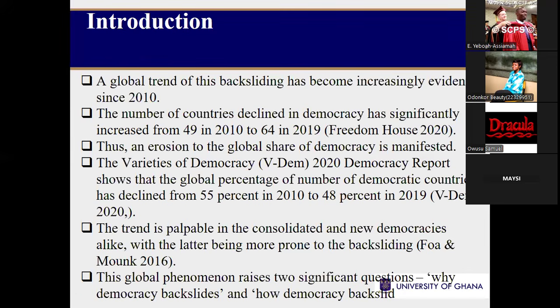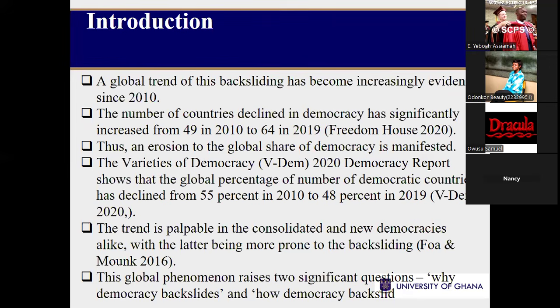There is a global trend of backsliding, which has become increasingly evident since 2010. The number of countries declining in democracy has significantly increased. The number of countries whose democracies are declining year in, year out is increasing steadily. It is an erosion of the global share of democracy. We have been witnessing erosion of the global share of democracy. This is not endemic to one particular country, but an erosion of the global share of democracy.